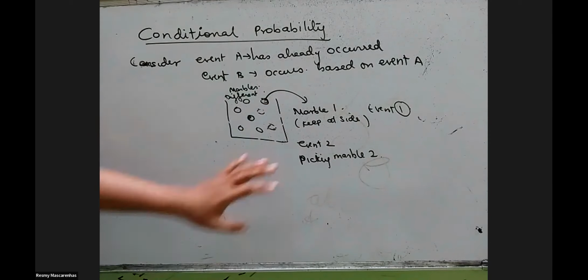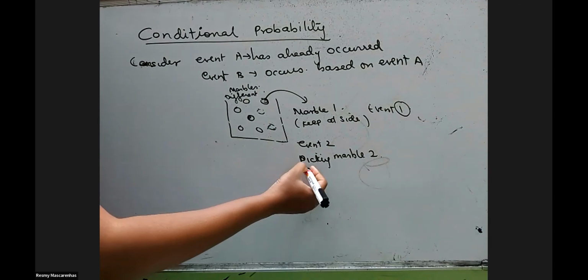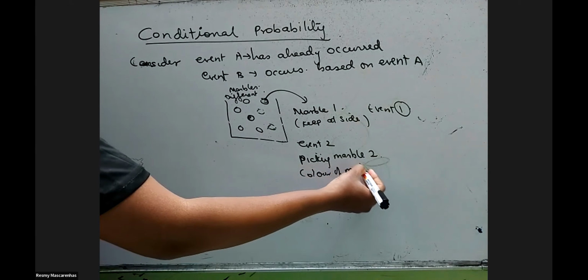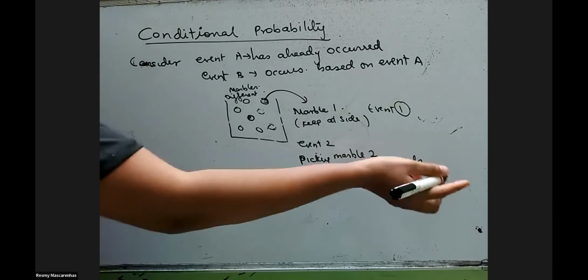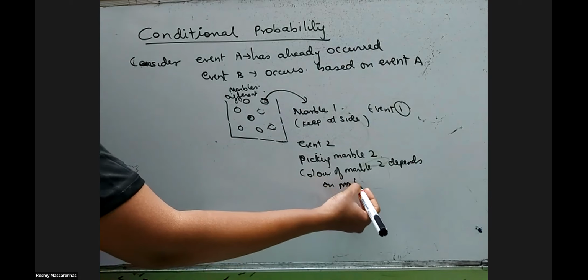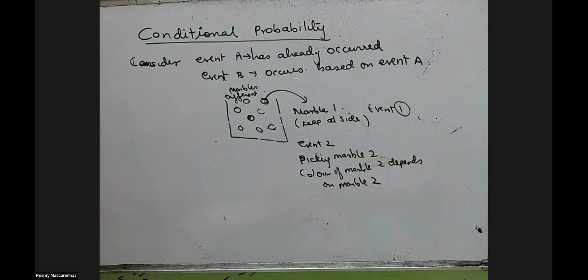So whenever the second event is based on the first one, the color of marble 2 may or may not depend on it. We'll have to see that. It depends on marble 1 because we don't know what marble 1 was. The chances of marble 2 turning out to be the color which you want may reduce. We'll solve some problems, then you will understand.